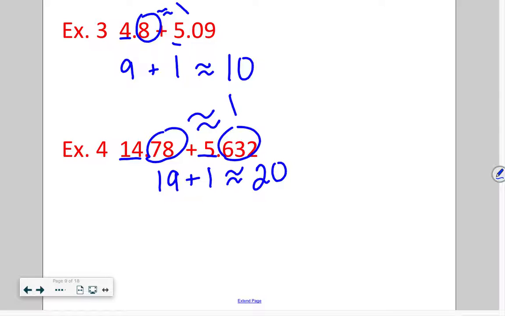Sometimes they would even say that 78/100 is close to 1 and 63/100 is close to another one. And so sometimes they'll say, well, that's close to an extra 2. So you just have to know, are you high or are you low when you're making your estimate?